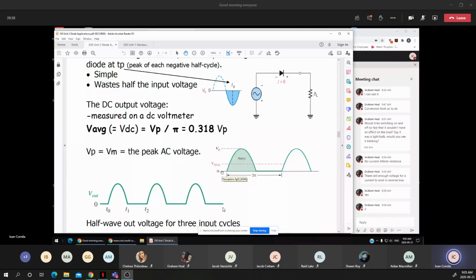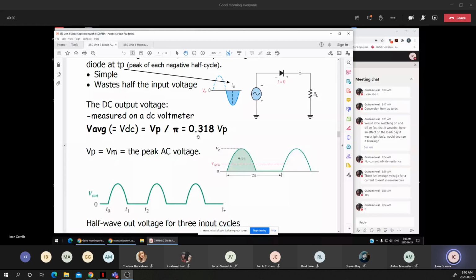That means that initially we discussed the average as 0.637 VP. But this initial equation is for a full sine wave. Half of this factor, 0.637, which is the meaning of just a single half of the sine wave spread along the full period, is actually the VP over pi, the average, which is actually 0.318.